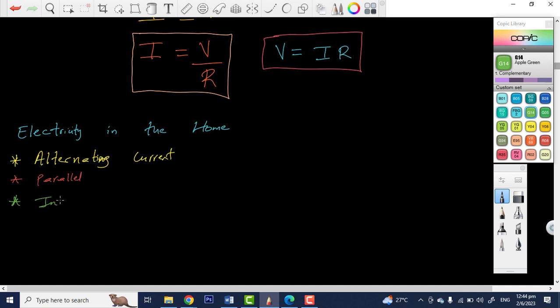As I talk about this, I skipped over something. We need to know about series and parallel circuits as well. So the electricity in our homes is connected in parallel.